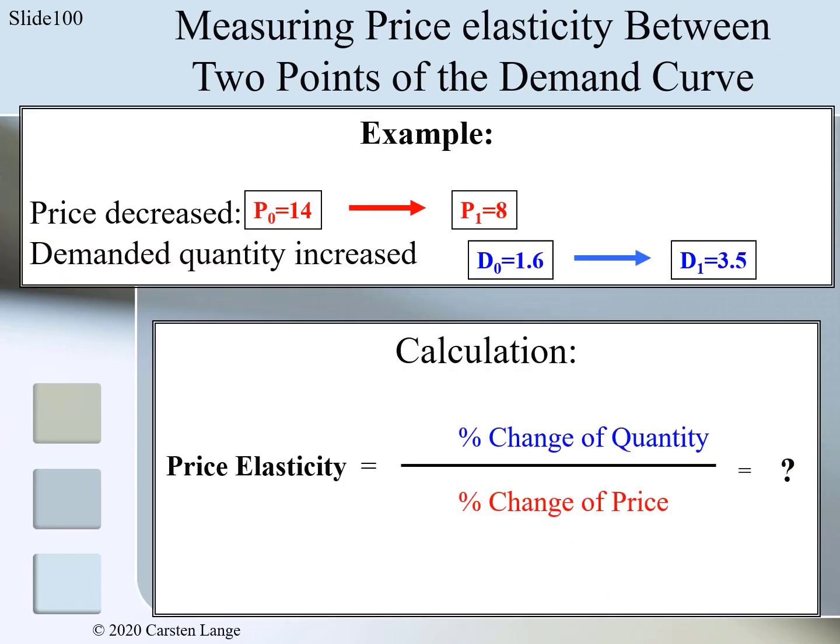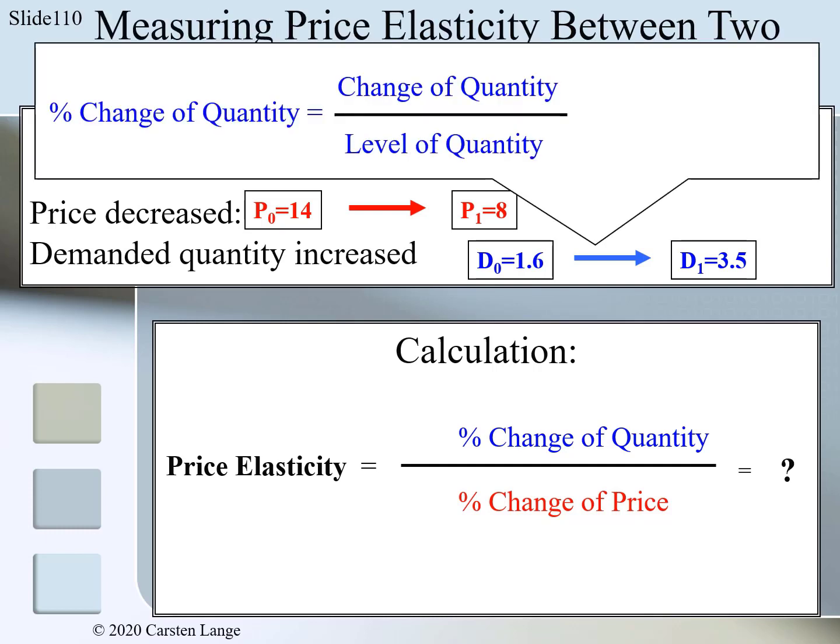After we generated the relevant data, we can use the same procedure we used before with the midpoint formula to calculate first the percentage change of quantity, then calculate the percentage change of price, finally dividing the percentage change of quantity by the percentage change of price to get as a result the price elasticity of demand.